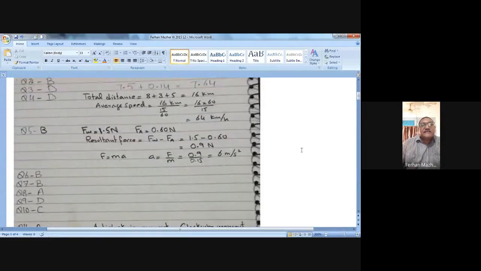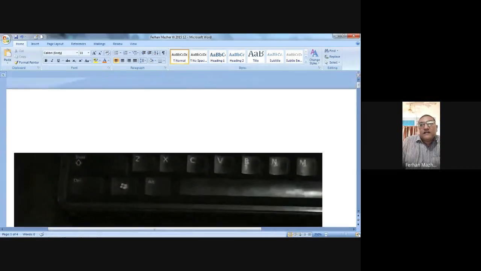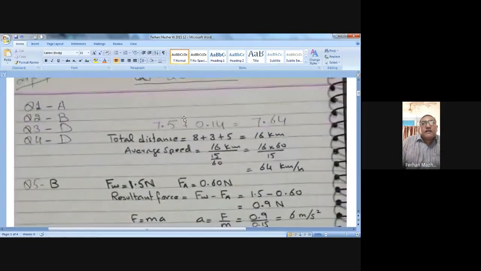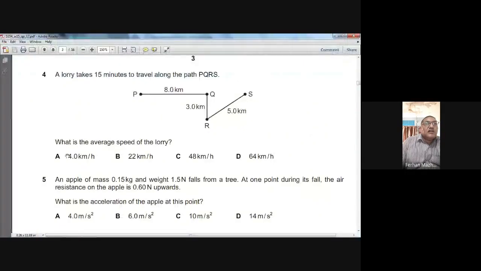On your screen I think you can see, we can increase the size further. Yeah, now you can see the total distance is 8 plus 3 plus 5 equals 16 kilometer. Average speed will be 16 divided by, but you will not take the time in minutes, 15 divided by 60 to convert it into hours. And so our final answer will be 64 kilometers per hour. So the option will be D. For this question, the option will be D, 64 kilometers per hour.